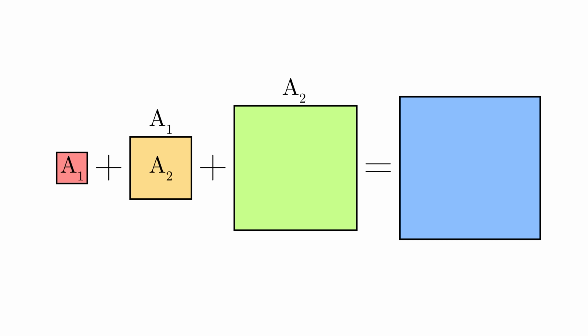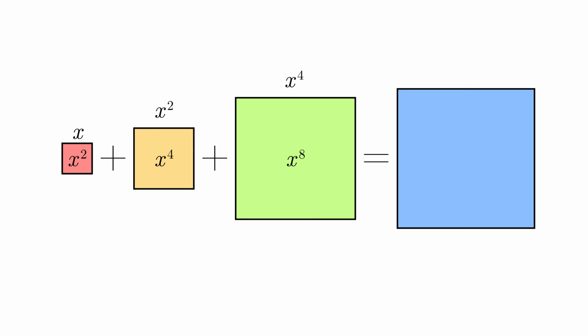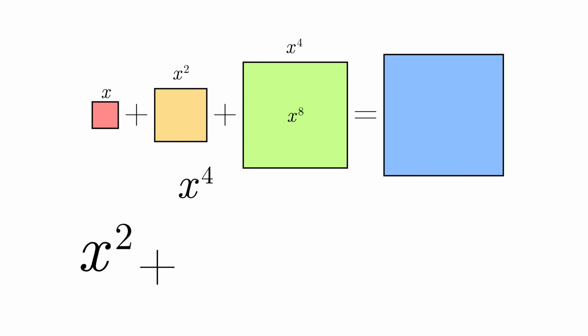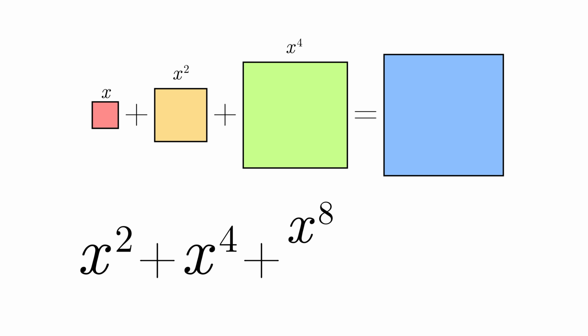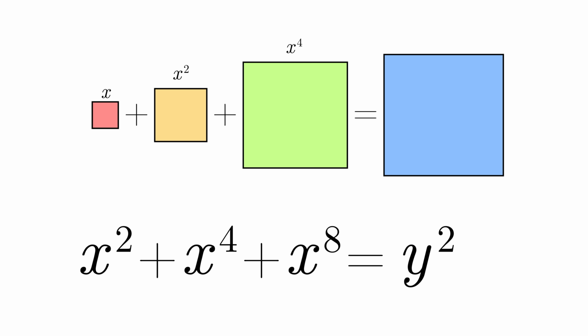So if we set the side of the first square to be x, then its area is x squared. This is the side length of the second square, which therefore has an area of x to the 4. This is then the side length of the third square, which has an area of x to the 8. And we want these 3 areas, x squared plus x to the 4 plus x to the 8, to add to make a new square. So let's call its area y squared. So x squared plus x to the 4 plus x to the 8 equals y squared.